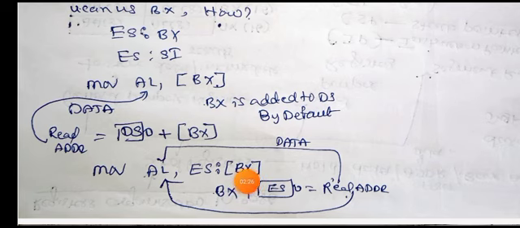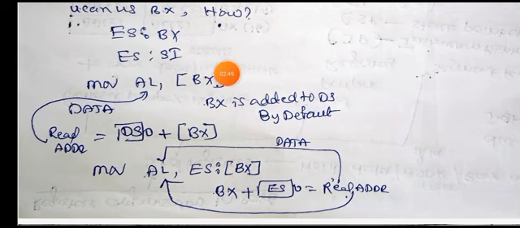So what happened? The offset address present in BX is added to the extra segment. After padding 0, it will produce the real address, the physical address. From that physical address, whatever data is there is transferred to the AL. So that is MOV AL, ES colon BX. Here BX is overridden.